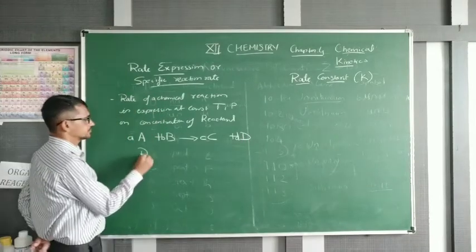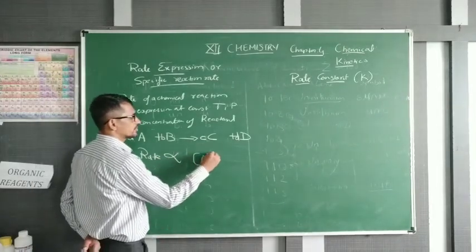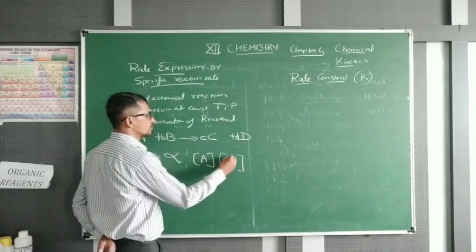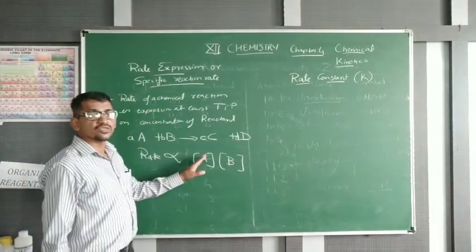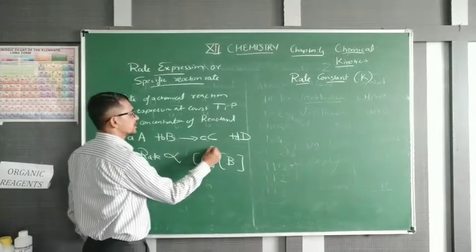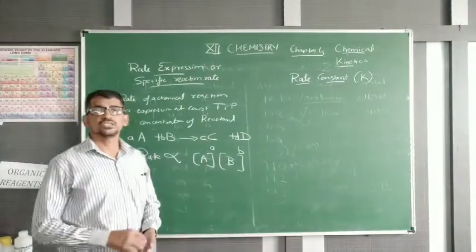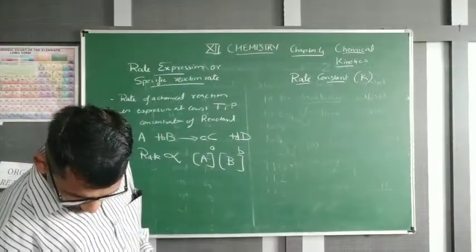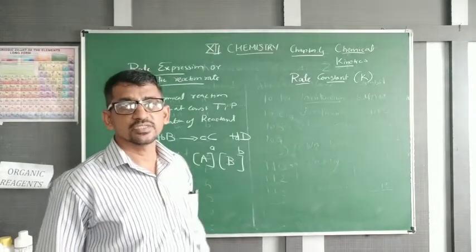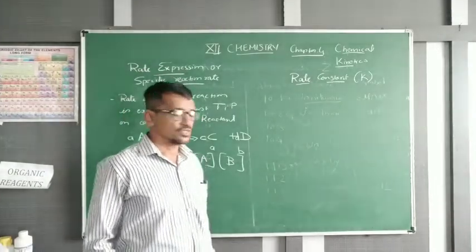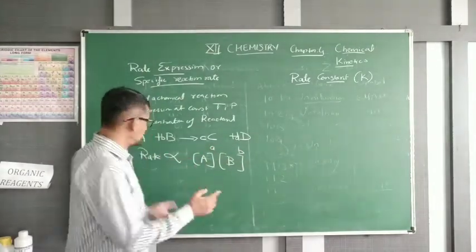Then rate is directly proportional to the concentration of reactants. Here the concentrations of reactants are A and B, raised to the powers a and b. These a and b are known as the order of reaction. In this chapter, the second most important topic is the order of reaction. Zero order and first order, their integrated rate equations and half-life we have to discuss. So remember, for the order of the reaction, this a and b is not the stoichiometric coefficient.